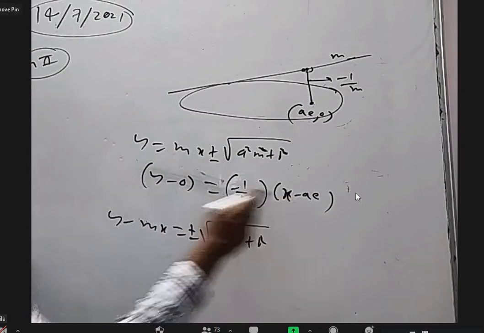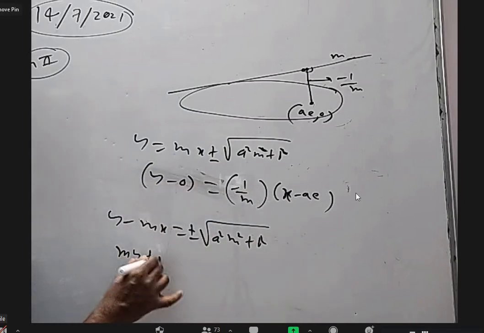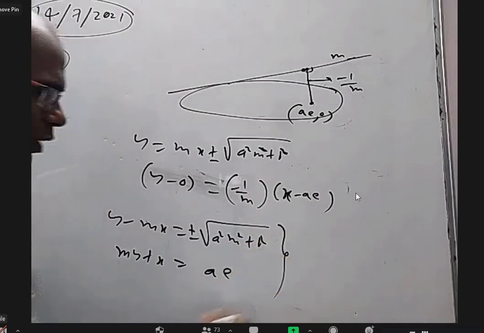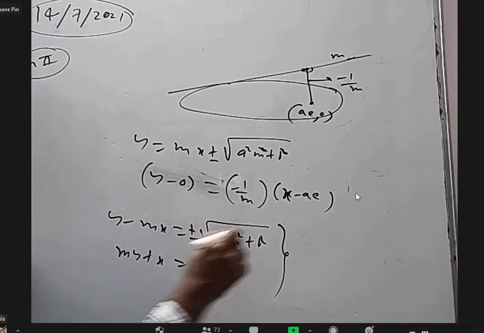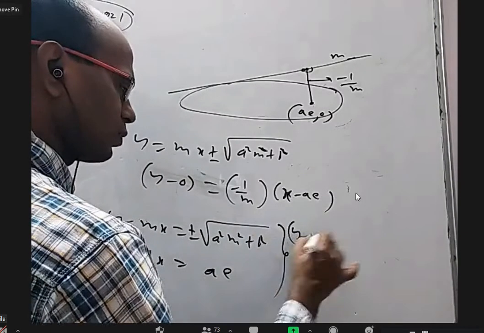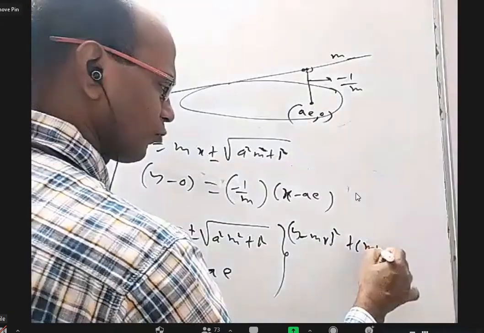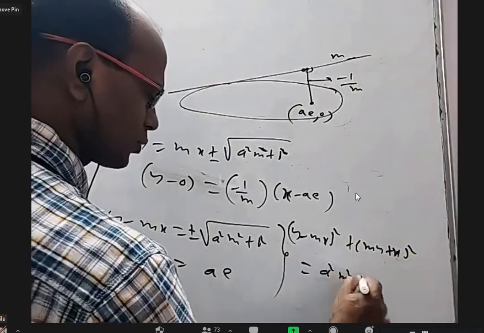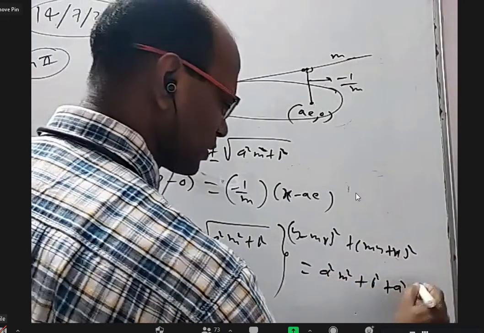Bring m here and this x here. You will get my plus x is equal to ae. Now you square and add them. You will get (y minus mx) whole square plus (my plus x) whole square is equal to a square m square plus b square plus a square e square.